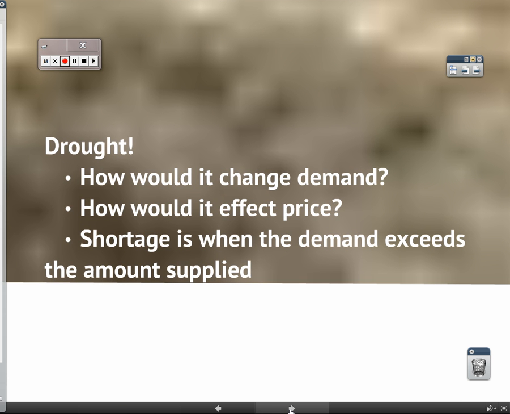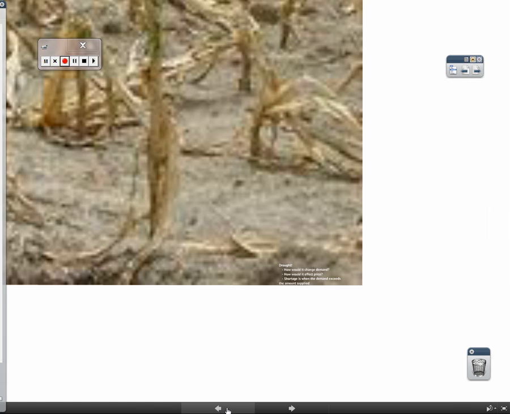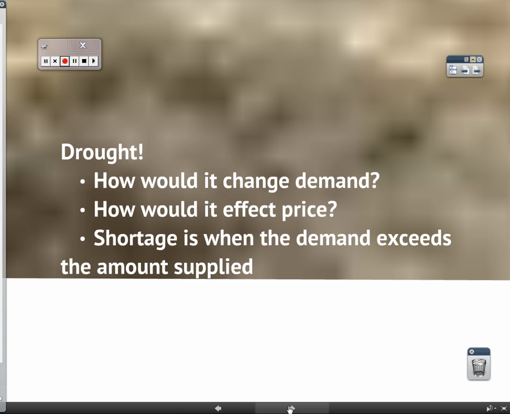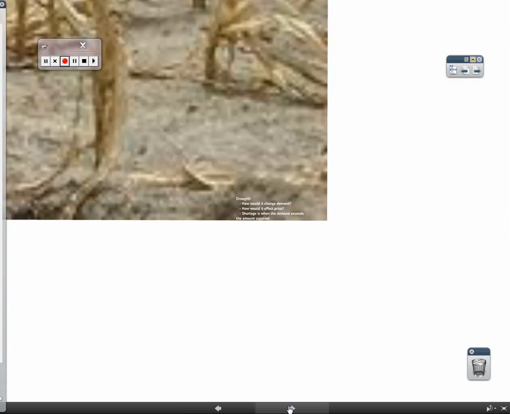How would it change demand? Would it affect the price? Very good question. If you had farm fields like that going on a great basis, will that change the price? Because shortage is when the demand exceeds the amount supplied. And from this picture, will we have a shortage? Something to consider. Let's go on. Think about those questions.